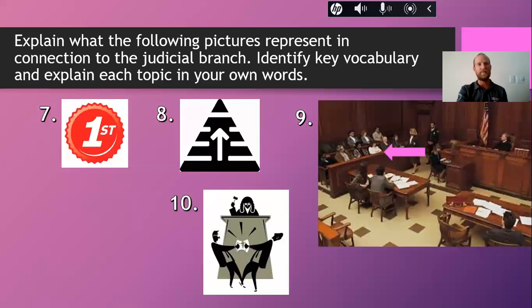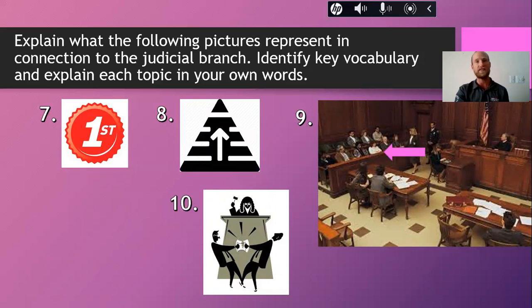Moving on to number 7 here, we see an award that says first. So you'd have to go back into your Article 3 notes and scan for something that means first, and you should have come across original jurisdiction. Original means first or beginning. Jurisdiction means the power to hear a court case. So original jurisdiction is the power of a court to be the first court to hear a case.